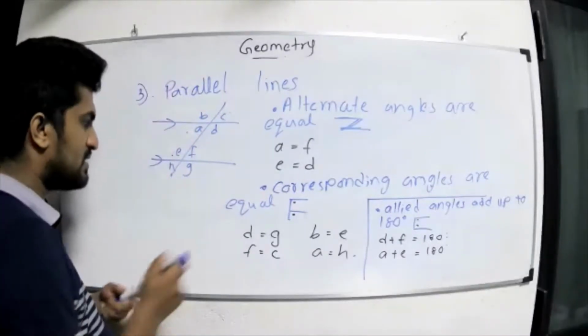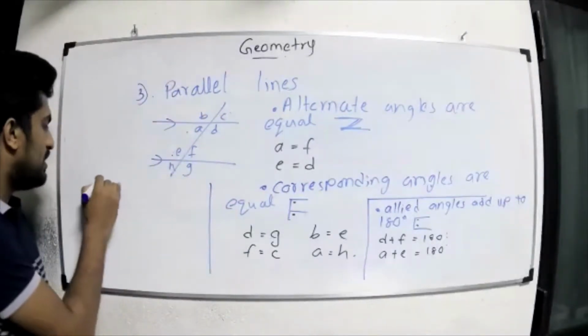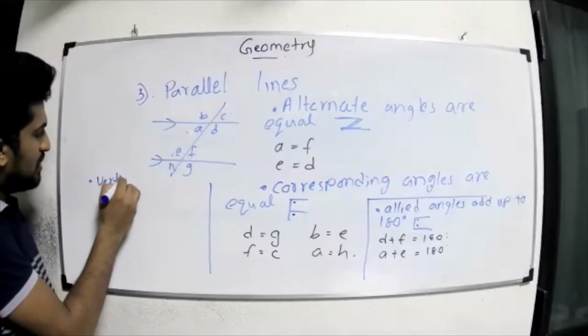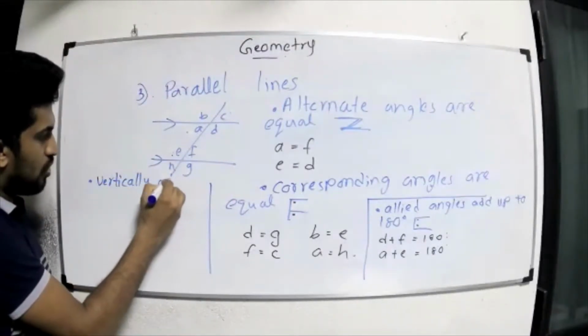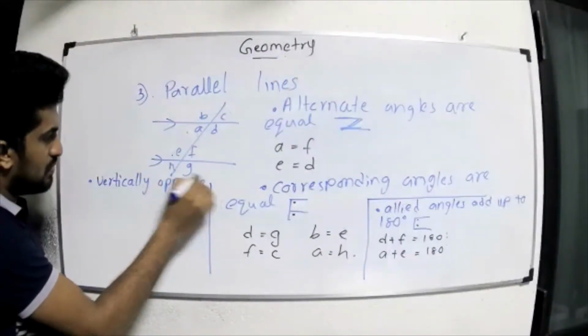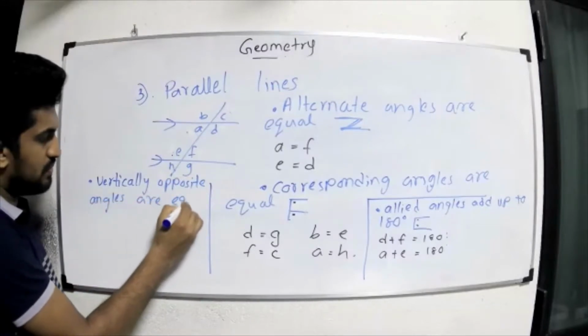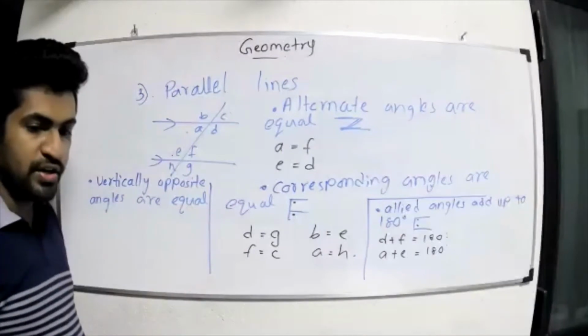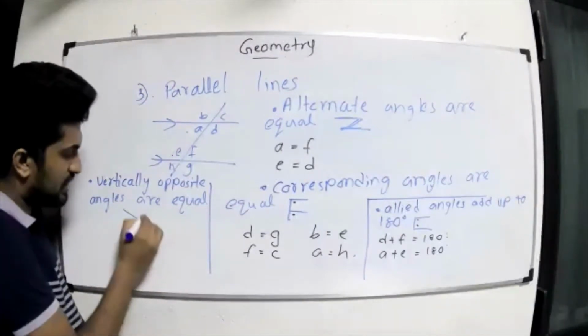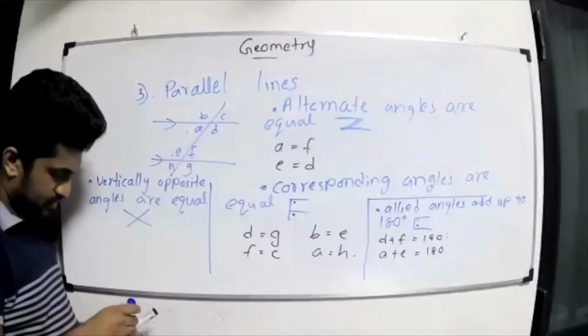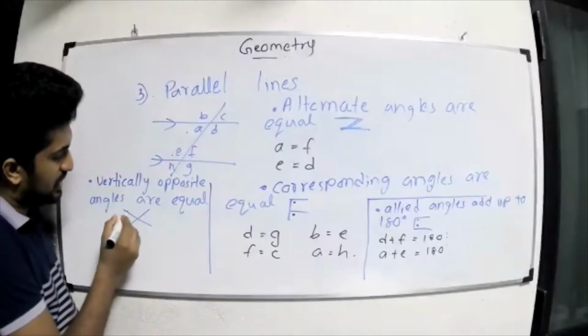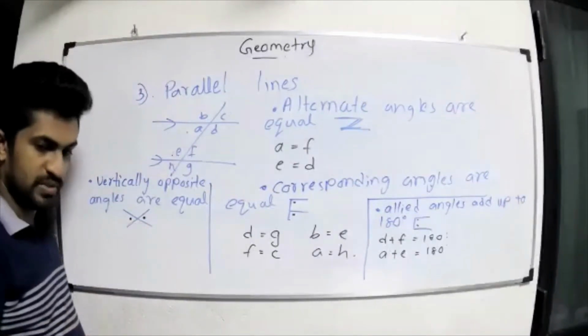Vertically opposite angles are equal. You have to write: vertically opposite angles are equal. How can you find vertically opposite angles? If we consider two lines like this, these two are vertically opposite. These two are vertically opposite.